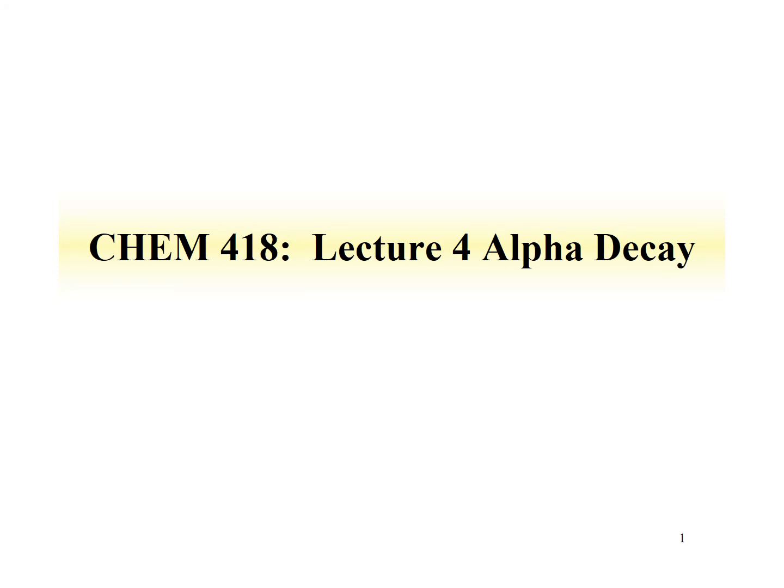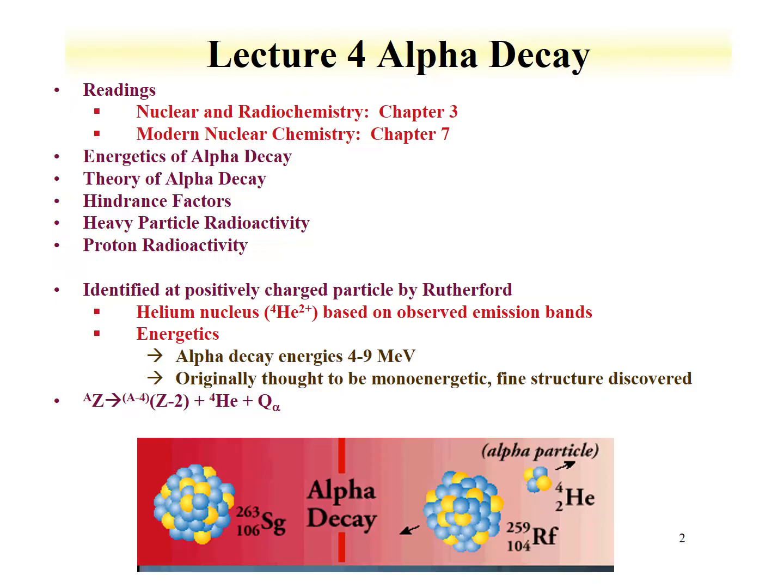Welcome to the fourth lecture for Chemistry 418. This lecture is on alpha decay. The readings for alpha decay are covered in Chapter 3 of Nuclear and Radiochemistry and Chapter 4 of Modern Nuclear Chemistry. This lecture is going to cover energetics of alpha decay.